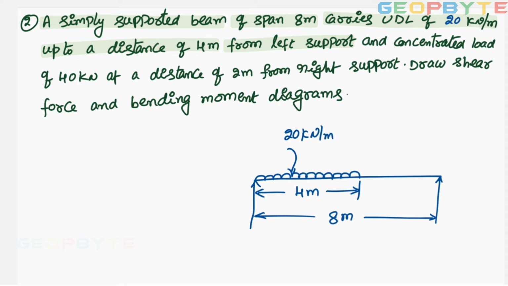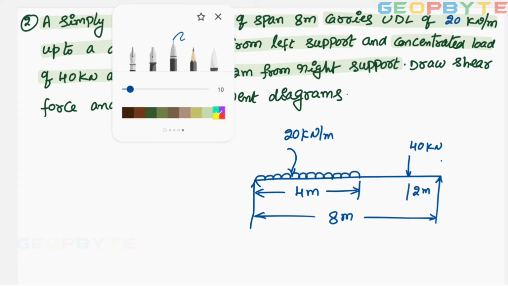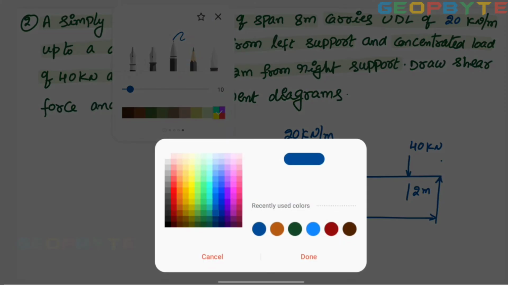And a concentrated load of 40 kN at a distance of 2 meters from the right support. From the right support at a distance of 2 meters, a concentrated load is there. The magnitude of that concentrated load is 40 kilonewtons. Draw the shear force and bending moment diagrams. So this is the diagram for the given data, my dear students.